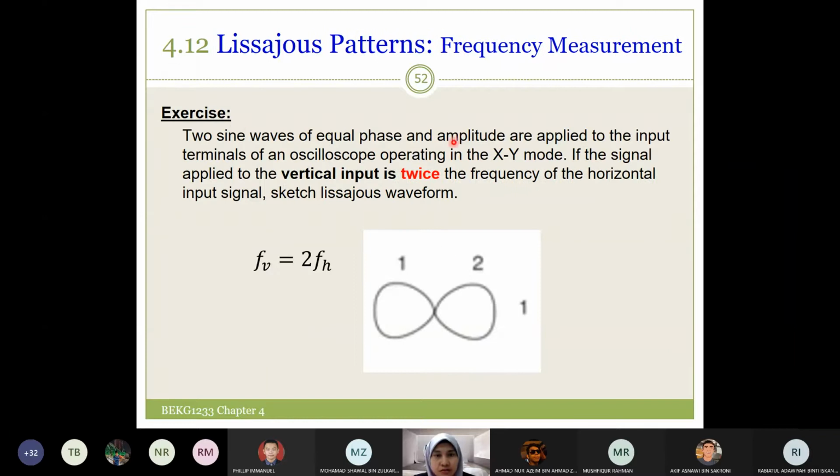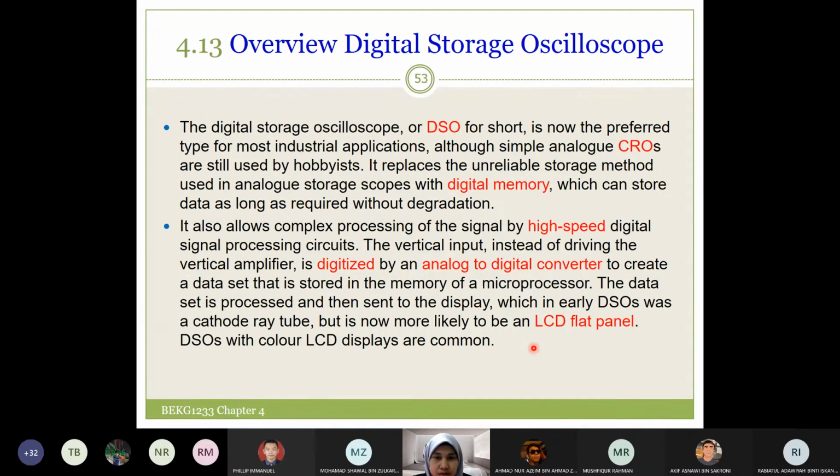Two sine waves of equal phase and amplitude are applied to the input terminals of an oscilloscope operating in XY mode. If the signal applied to the vertical input is equal to twice the frequency of the horizontal, sketch the Lissajous pattern waveform. So FV is 1. On vertical we have only 1, but on horizontal we have 2, so 1 and 2. It will be like this.